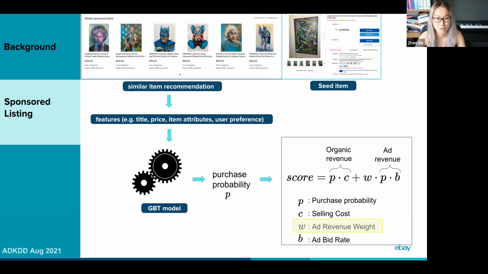To make recommendations, we first get a collection of candidates using behavior-based algorithms such as collaborative filtering and content-based algorithms such as title matching. Then we apply a gradient boost tree model on these item candidates to obtain a purchase probability for each item. Once we have the purchase probability for the item, we apply this formula to get the final score for ranking. The score is a weighted sum of the organic revenue and ad revenue. The B in the formula is the bid rate the seller set for that item.